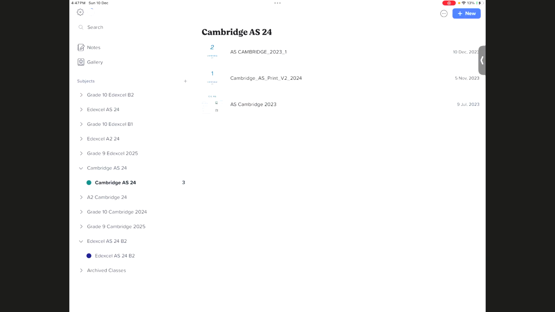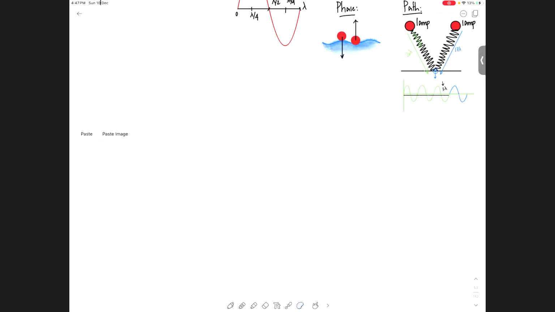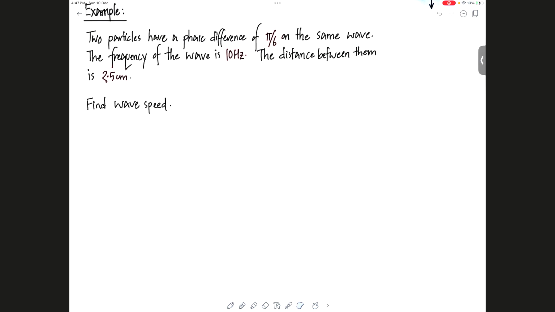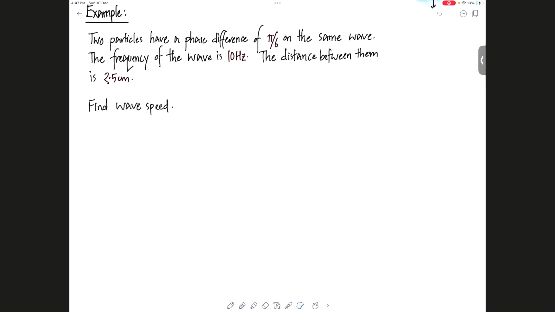But before that, let's see if we can answer this question. This was an MCQ that came in your exam. I don't have the exact question, but this is how it was. 2 particles have a phase difference of pi by 6 on the same wave. The frequency of the wave is 10 hertz. The distance between them is 2.5 centimeters. What is the speed of the wave? So try for it. It's an MCQ, so you know how much working is needed. It's not that complicated.